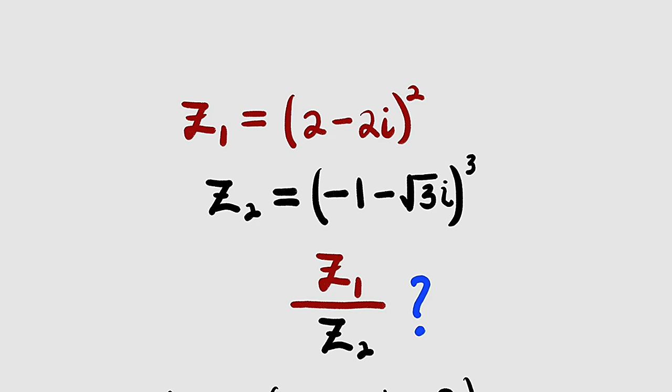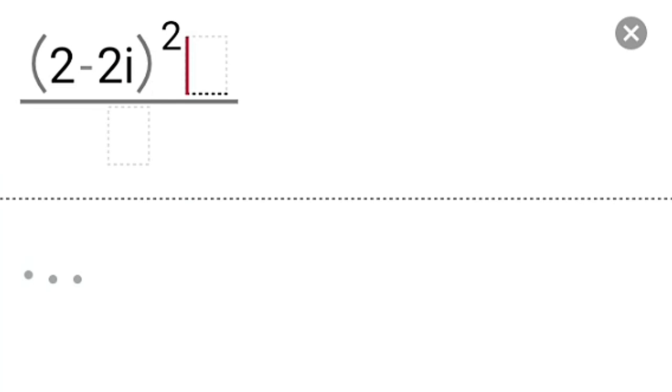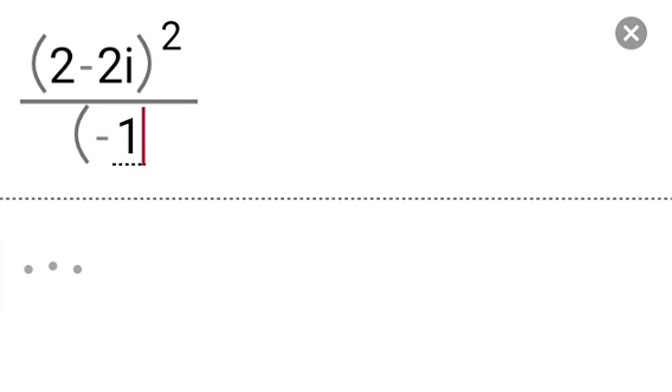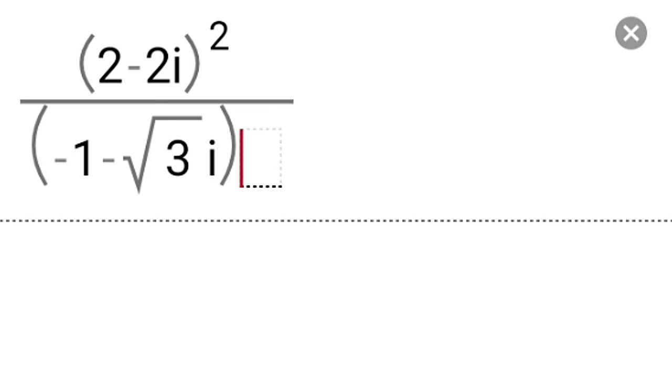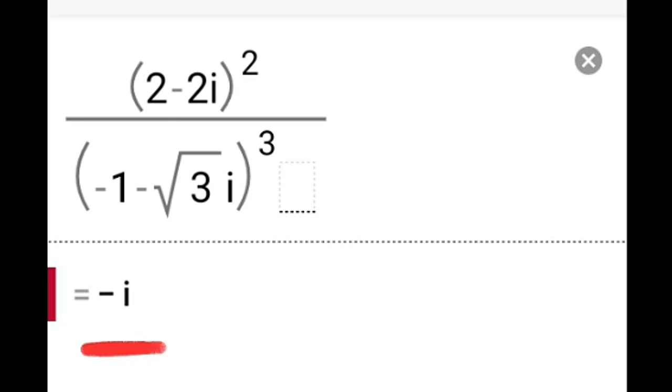Should we prove it? Yes, let's do that. All right, here is my calculator. The first complex number is what? 2 minus 2i raised to the power of 2. Then we divide it by the other one. Negative 1, negative root 3 I. To which power? To the power of 3. And you can clearly see the answer is negative I, which is exactly what we have, right?